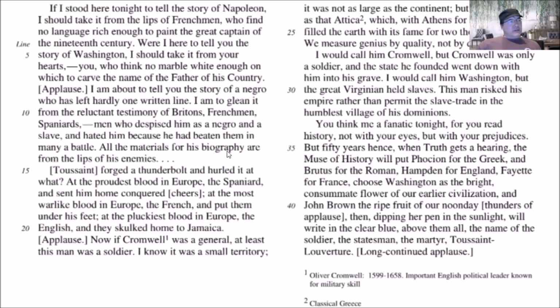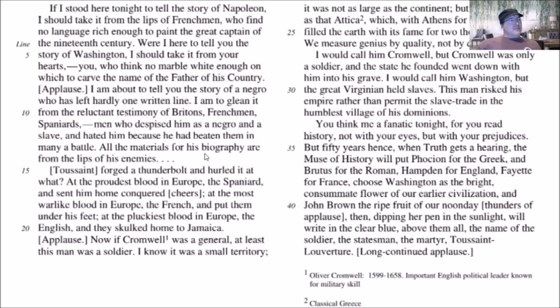"All the materials for his biography are from the lips of his enemies." So again, Napoleon and Washington were all written about by people who love these guys, versus Toussaint, and the only people that wrote his biographies were people who didn't like him. So even the people who didn't like him admired him, and that admiration is what he's going to continue on with and take even further.